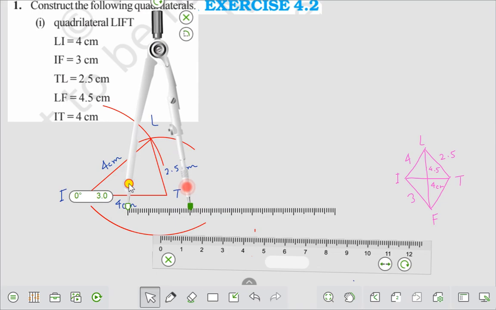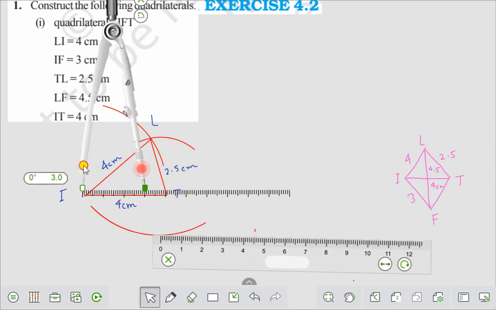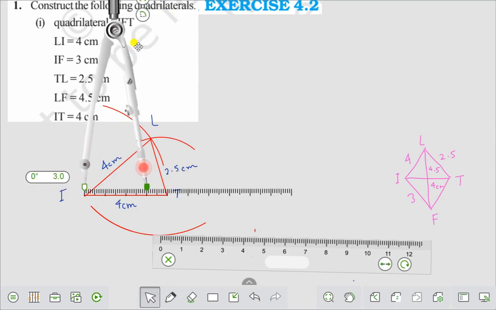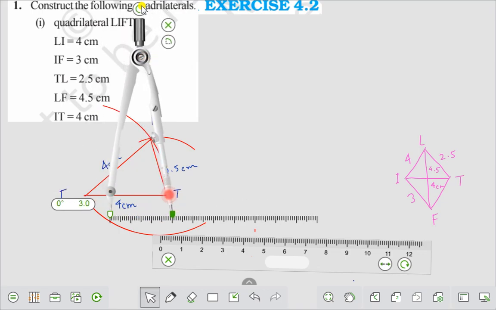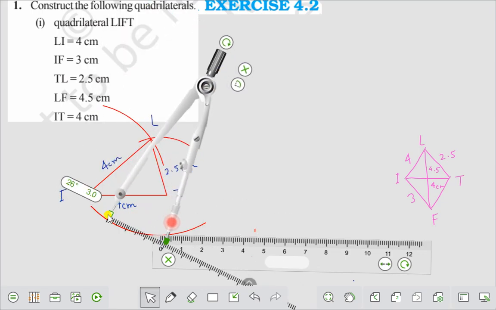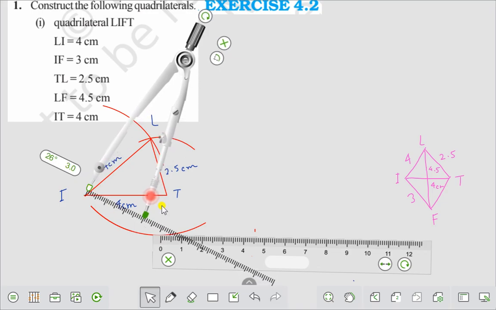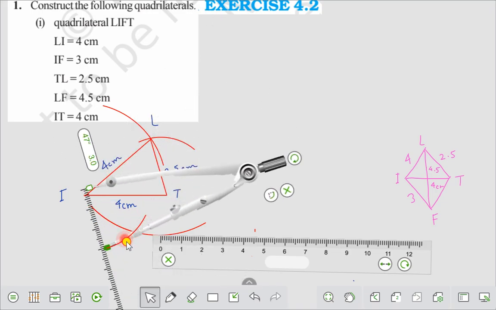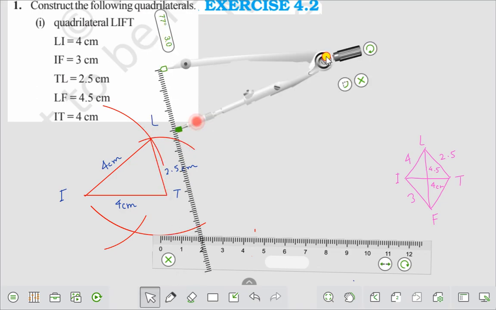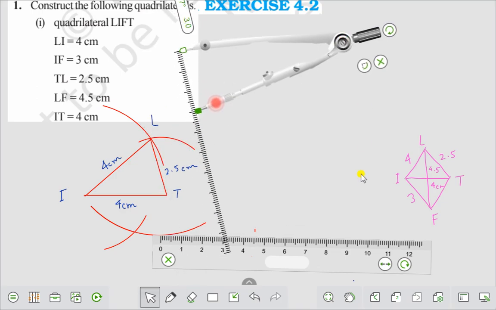With I as center, take this pointer at I and make an arc of 3 centimeter. And you'll get the point F. This point is F.